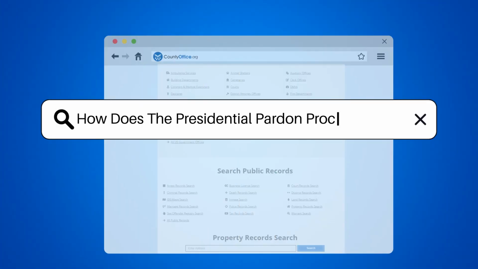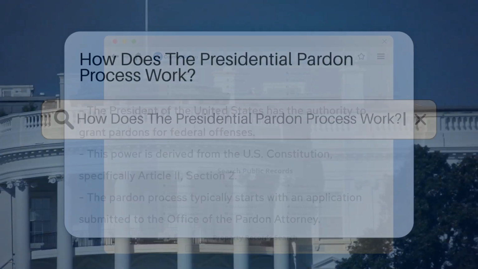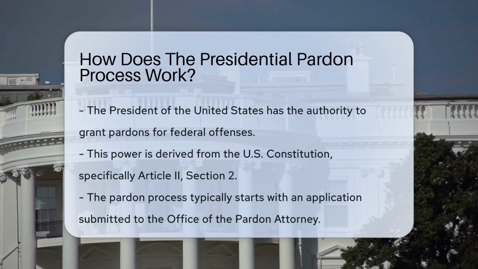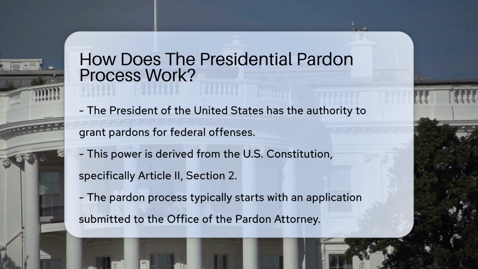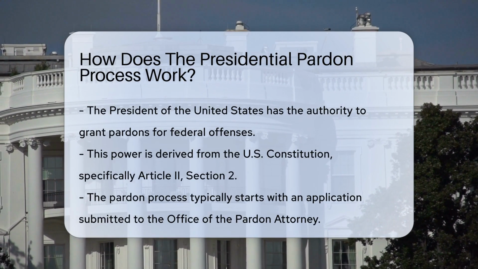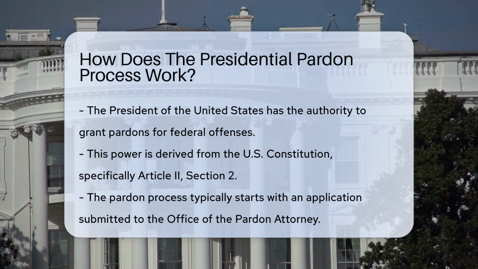How does the presidential pardon process work? The president has the power to grant pardons for federal offenses. This authority is granted by the U.S. Constitution in Article 2, Section 2.